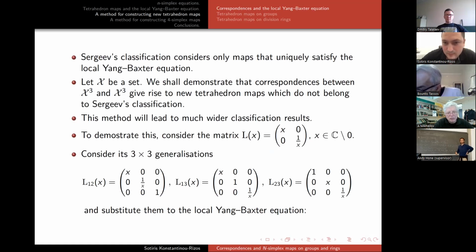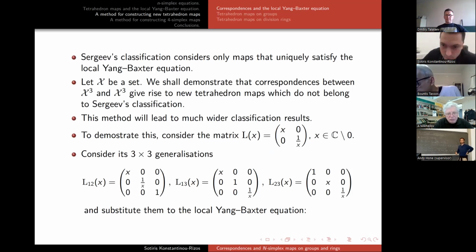And this can actually lead to much wider classification results if our task is to classify the actual solutions to the local Yang Baxter equation, the generators of tetrahedral maps. So the task is to classify these generators of tetrahedral maps. So okay, let us demonstrate this by a very simple example.